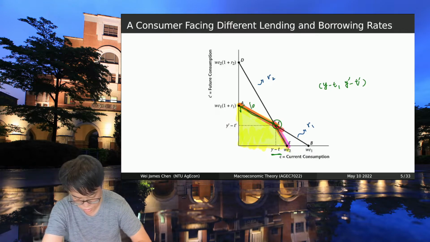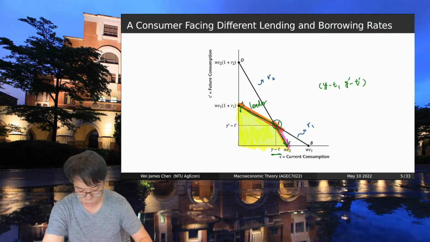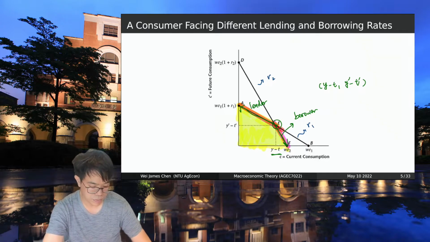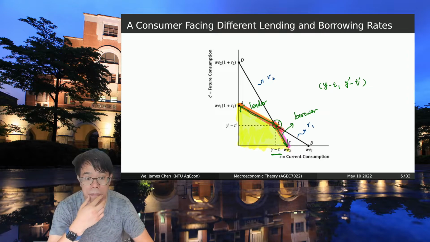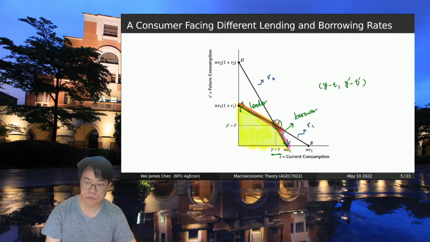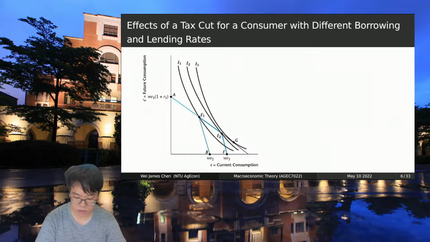And this is lender. And if you go this way, you will become a borrower, right? And it's just following different slope, basically. And you can easily draw this budget constraint. Okay. Any question from this graph, or is it clear enough? Okay, I don't see any confusing face, so I assume you guys understand it.